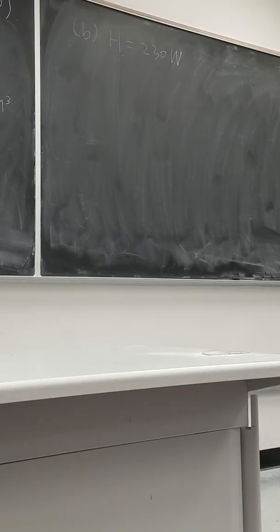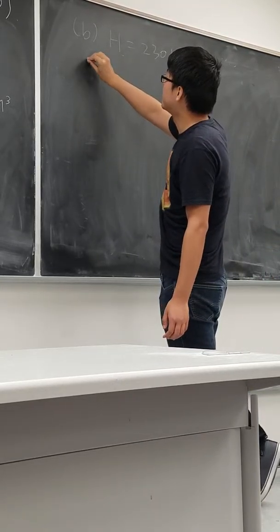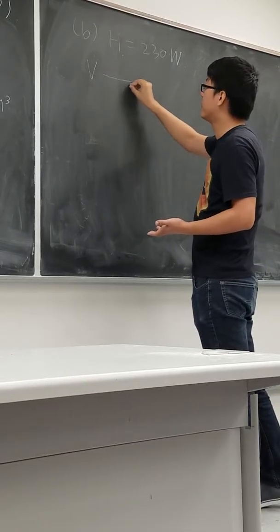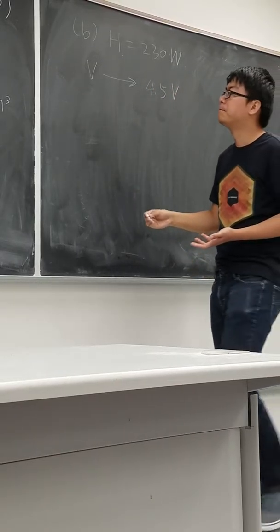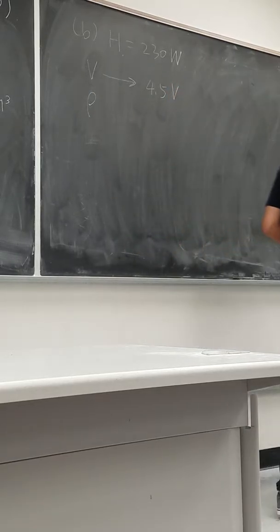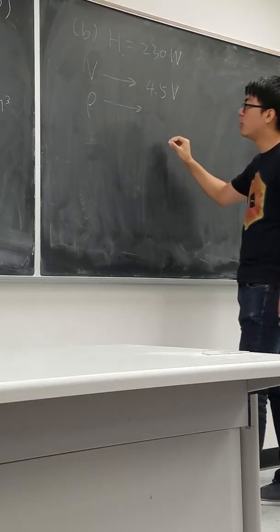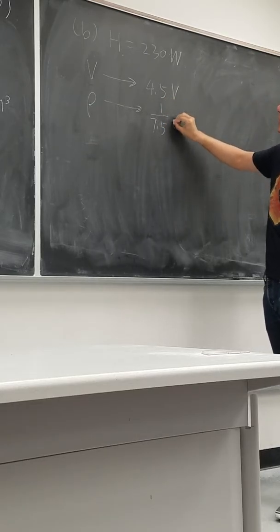Now to increase the speed 4.5 times larger. So that means velocity changes from the original value, v, we don't know what, to 4.5 times larger. And the density of the coolant is 7.5 times smaller. So if it's 7.5 times smaller, it will become 1 over 7.5 of the original value.